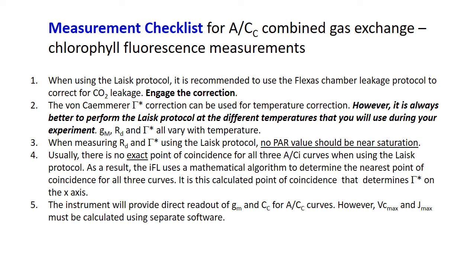Number 3, when measuring Rd and gamma star using the LACE protocol, no PAR value should be near saturation. Number 4, usually there is no exact point of coincidence for all three A-Ci curves when using the LACE protocol. As a result, the iFL uses a mathematical algorithm to determine the nearest point of coincidence of all three curves. It is this calculated point of coincidence that determines gamma star on the x-axis.